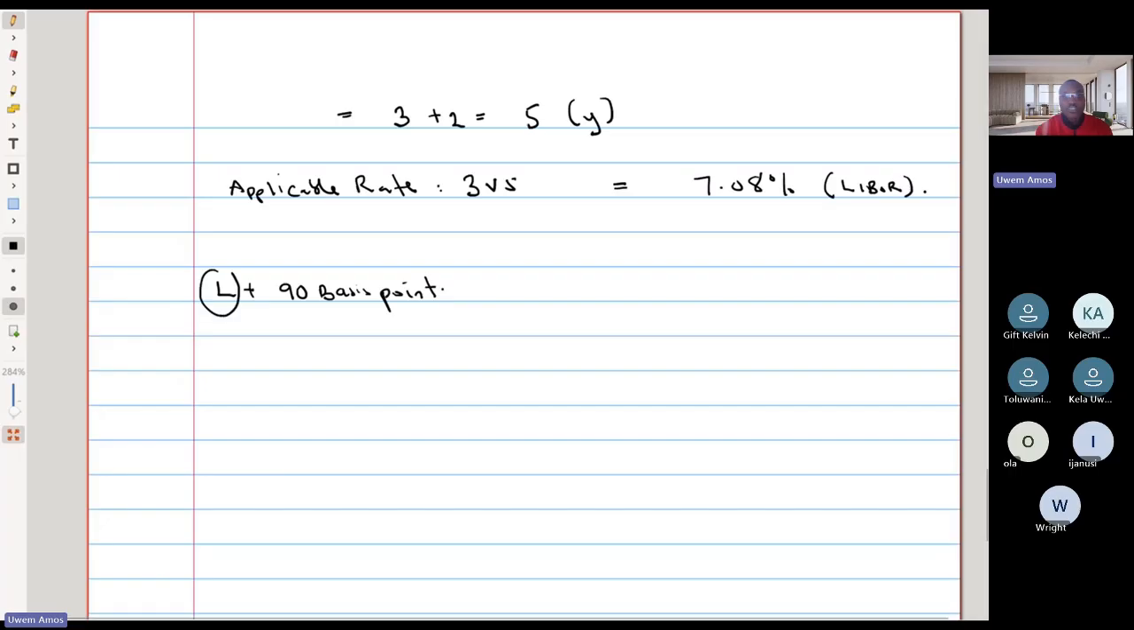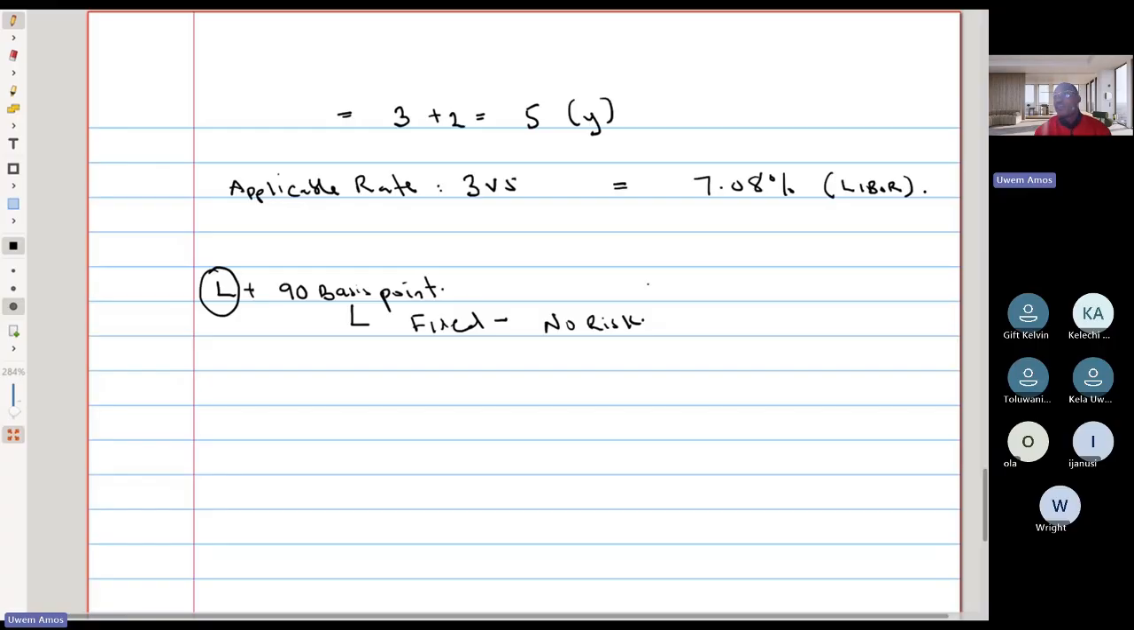Now, LIBOR is what changes, because that's what Mr. Bickard is afraid of. He's afraid that LIBOR might increase or decrease. That is what has the likelihood of changing. 90 basis points is fixed, so because it is fixed, it is not a risk. The risk is the likelihood that something might happen. 90 basis points is a fixed amount, but LIBOR might change. And if Mr. Bickard goes for FRA, he's going to get a LIBOR of 7.08%.